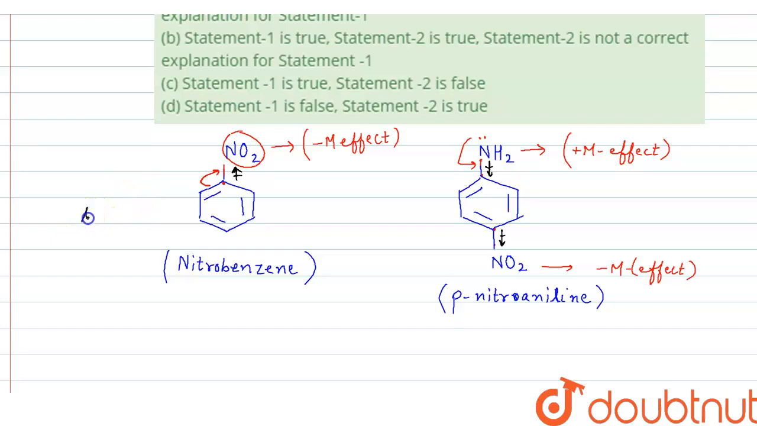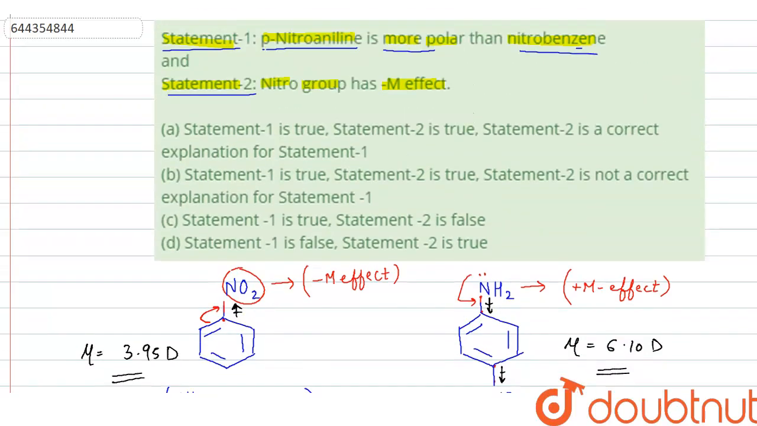Now if we see the theoretical values of dipole moment, it is 3.95 debye for nitrobenzene, and it is 6.10 debye for para-nitroaniline, right? So para-nitroaniline has more dipole moment, so it is more polar. So in statement 1, it is given para-nitroaniline is more polar than nitrobenzene. This statement is true.